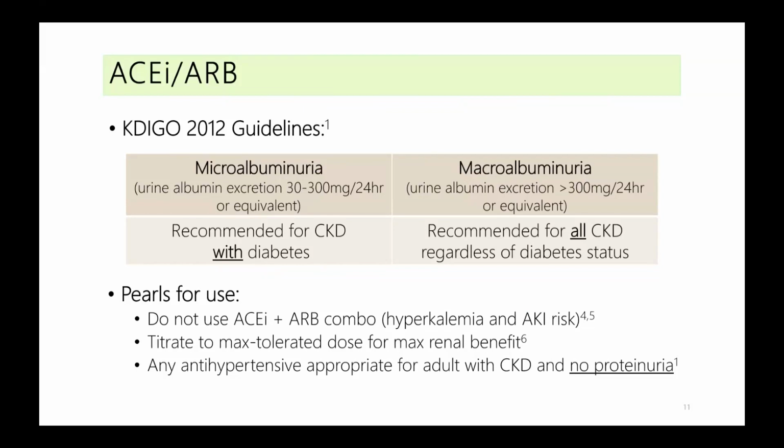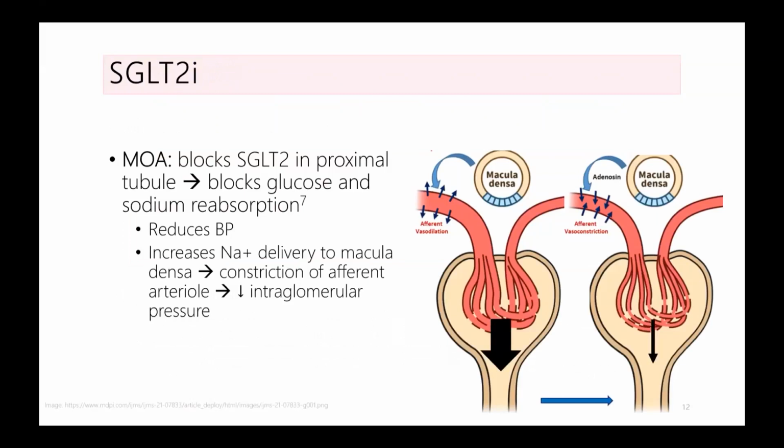And then as an important note, if someone does not have proteinuria associated with their CKD, any antihypertensive can be used, and there is not a specific recommendation for any antihypertensive, specifically with ACE inhibitor and ARB. You can use any medication, but ACE inhibitor and ARB could still be considered in this situation.